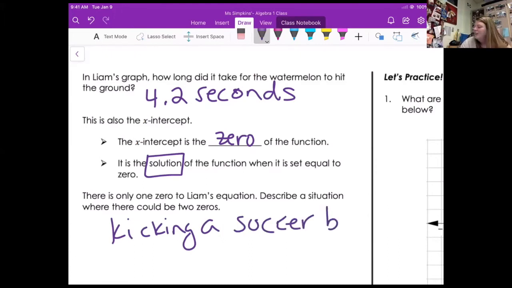Yeah. So if I were to graph it, this is a very rough sketch. It would look like this. So it starts here on the ground, it goes up, it comes back down and lands on the ground. Wow.